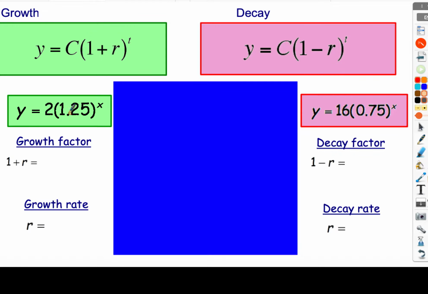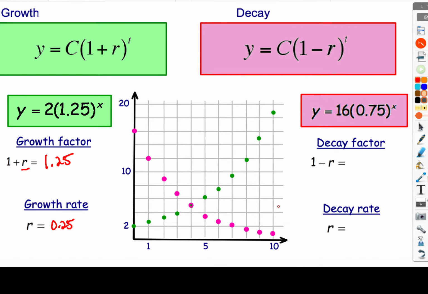So down here, let's say we're multiplying again times 1.25, raised to the x, over and over and over again. Your growth factor, again, is 1.25 because our growth rate, the r value, was just 0.25. We're growing. So notice if we graph that out, you're going to get that green function right there, the one with the green points.